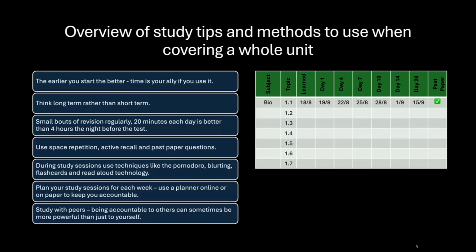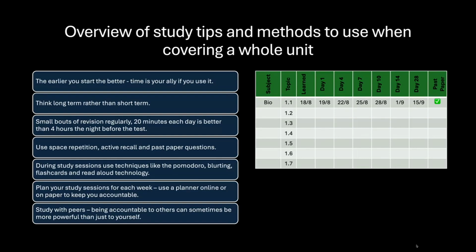It keeps you accountable and you can tick them off as you go, and you can see that progress being made for every single session that you do. And don't worry if you miss one or two, just try and make up for it when you can. Okay, it's okay if it's not on the exact day that it says in the schedule there. So planning your study sessions for each week is really going to help keep you accountable.